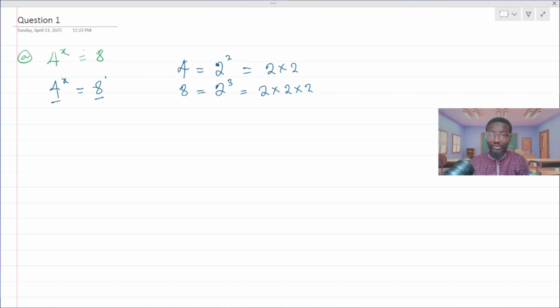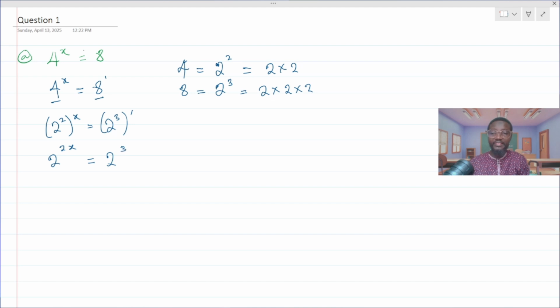So that is exactly what I'm going to do now. I will have 2 raised to the power of 2, all raised to the power of x, equals 2 raised to the power of 3, all raised to the power of 1. What is the next thing? In the law of indices, when you have two powers like this, one inside the bracket and the other outside the bracket, you need to multiply them. Then this becomes 2 raised to the power of 2 times x. You have 2x equals, in this case, base 2 raised to 3 times 1, which is 3.